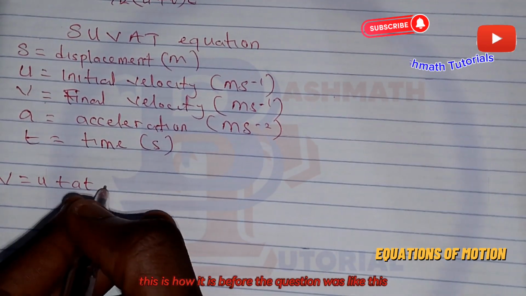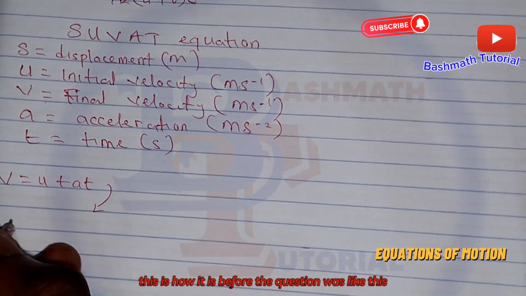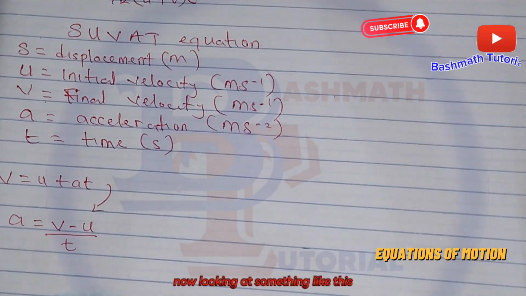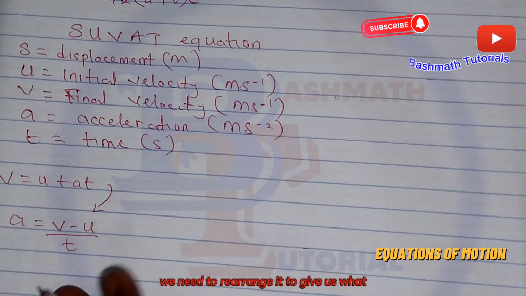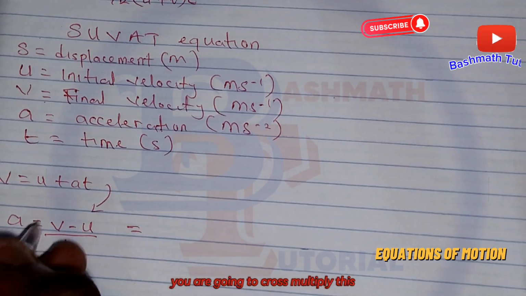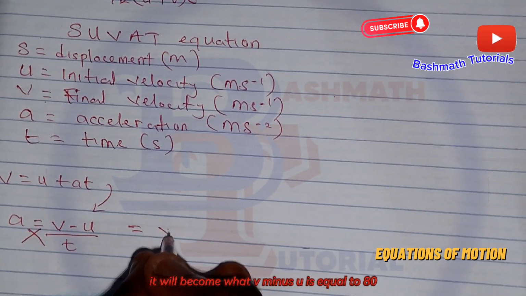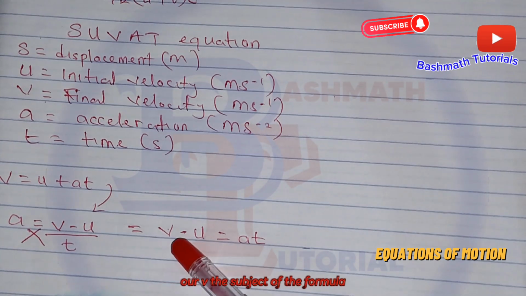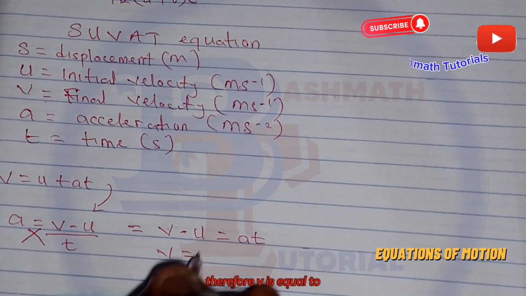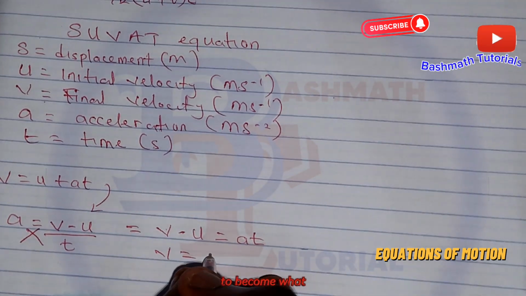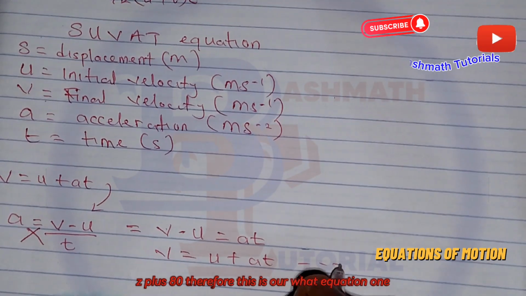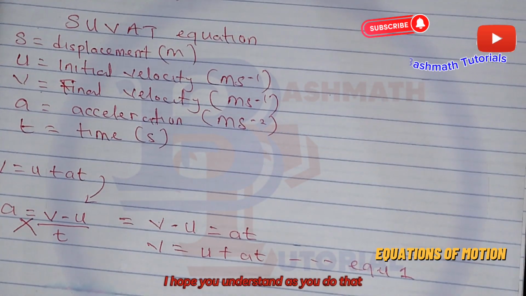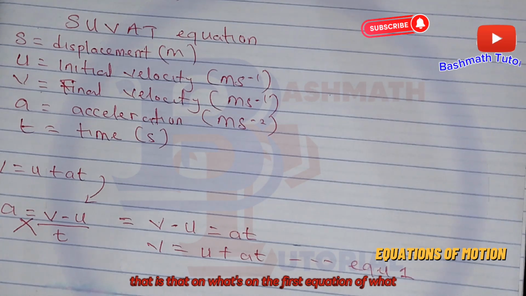this is how it is before. The equation was arranged like this: a is equal to v minus u divided by t. We need to rearrange it to give us the format here. We cross multiply, and it becomes v minus u is equal to at. We need to make v the subject of the formula. Therefore v is equal to u plus at, as minus u moves to the other side. Therefore this is our equation 1. I hope you understand. That is the first equation of motion.